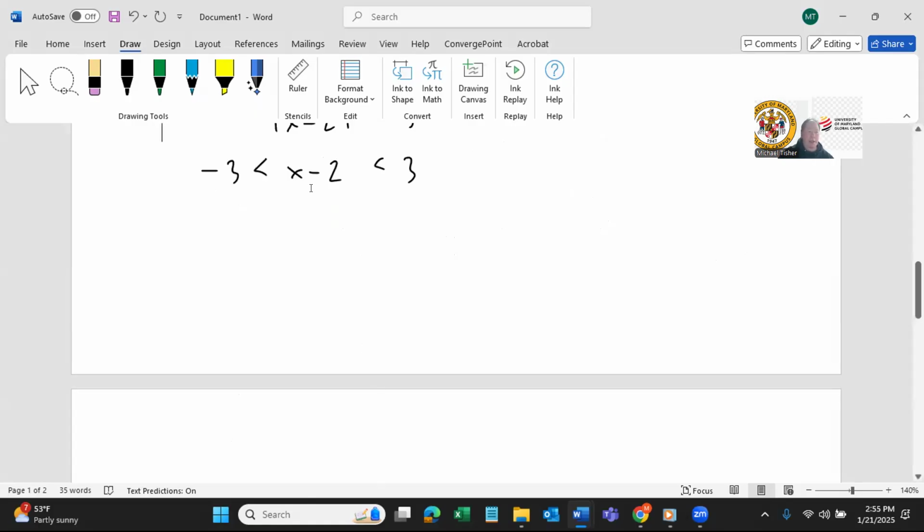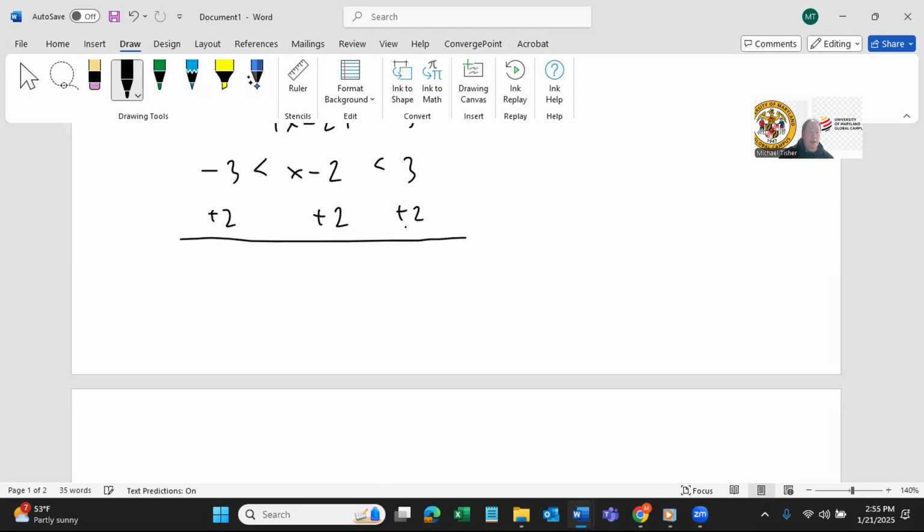Okay, so now that we have this, let's get the x by itself. To do that, we'll add 2 to all 3 sides. And that's going to be negative 3 plus 2, which is negative 1, less than x, less than 3 plus 2, which is 5. And this literally means all the numbers between negative 1, exclusive, and 5, exclusive.